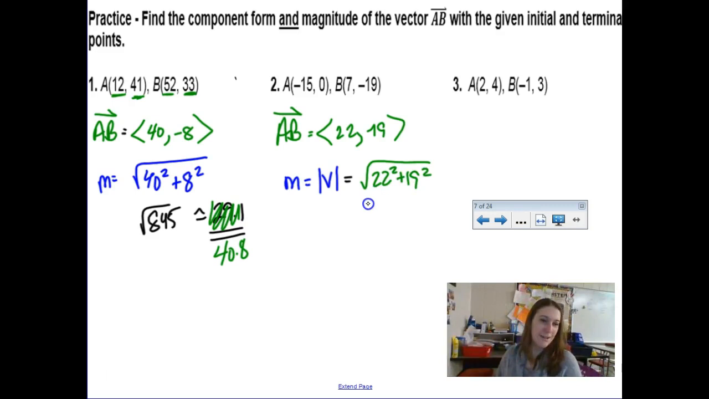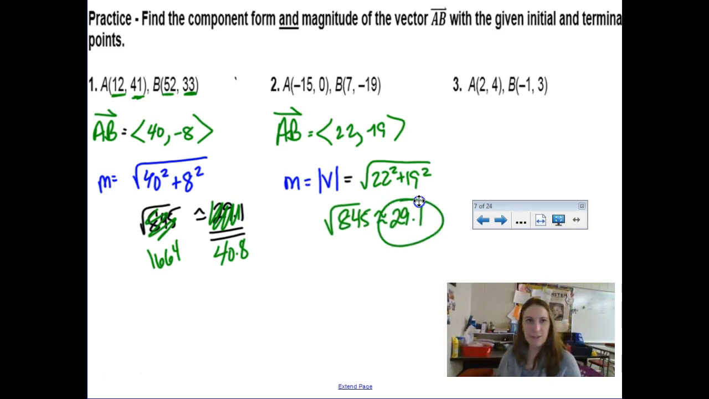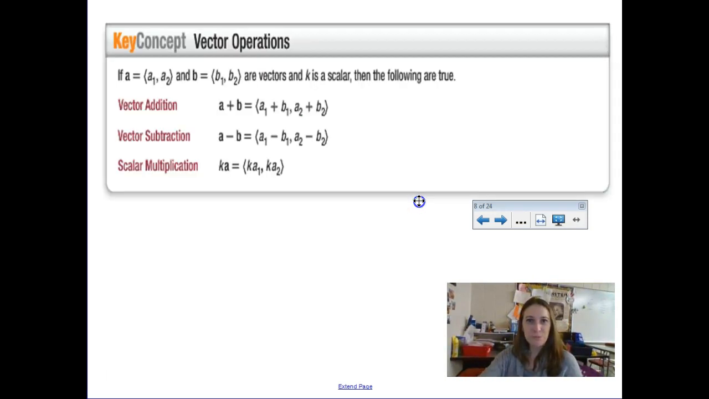And this one, oh, see, that wasn't right either. Gosh, this is 1664. Learn to read, girl. This is square root of 845, which is approximately 29.1. There we go. All right, so sorry for rattling off the wrong answers. I'm going to skip 3 because that's pretty boring.